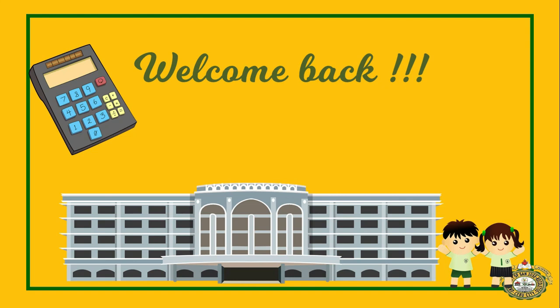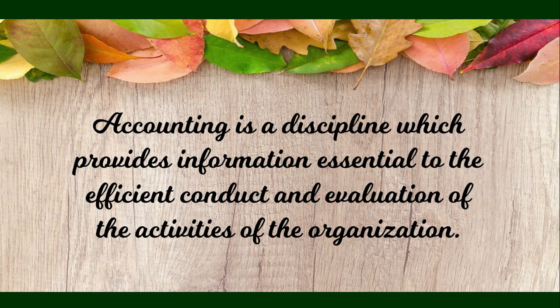It offers a very insightful way of viewing the definition of accounting, that is, emphasis on its use and emphasis on its activity. Take a look at these two definitions. Accounting is a discipline which provides information essential to the efficient conduct and evaluation of the activities of the organization. What does this tell us? This tells us that the main focus of accounting is the business. Accounting provides information about the business for its stakeholders. Ergo, whenever we analyze business transactions, we analyze it from the business's point of view. It is very important that we keep this in mind.